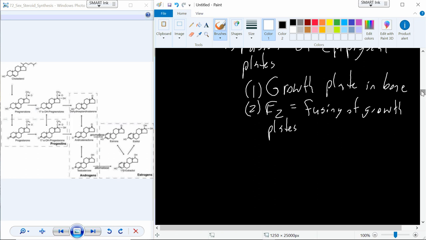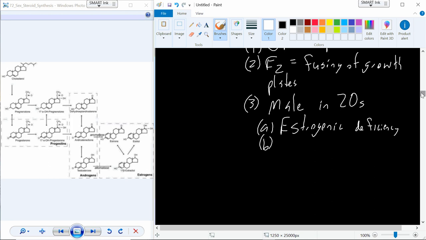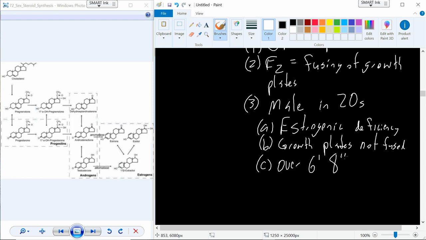So what we've actually observed in another model system is if we look at males in their 20s who are classified as having estrogen deficiency, so low levels of estrogen, right around the time the growth plate should fuse and basically vertical growth should stop, we observe that their growth plates are not fused, and on average, they'll be over 6 feet, 8 inches tall.